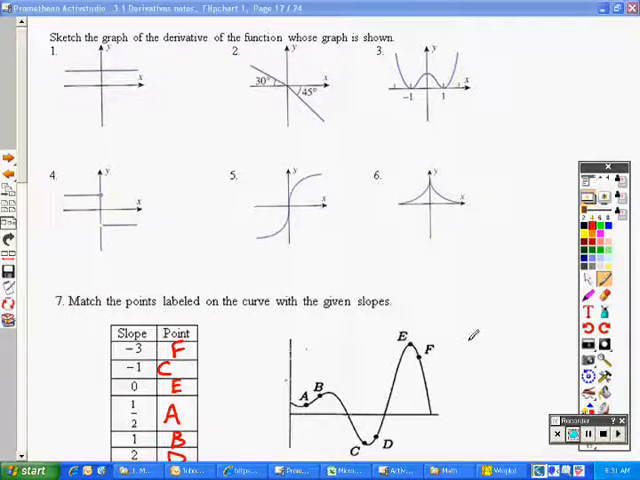And we're looking at numbers 1 to 6, where they ask us to graph the derivative of the function, whose slope of the function shown below. So let's look at the first one. Here we have a straight line. It's horizontal, and the slope on the line is constant. So the slope of a horizontal line is always 0.